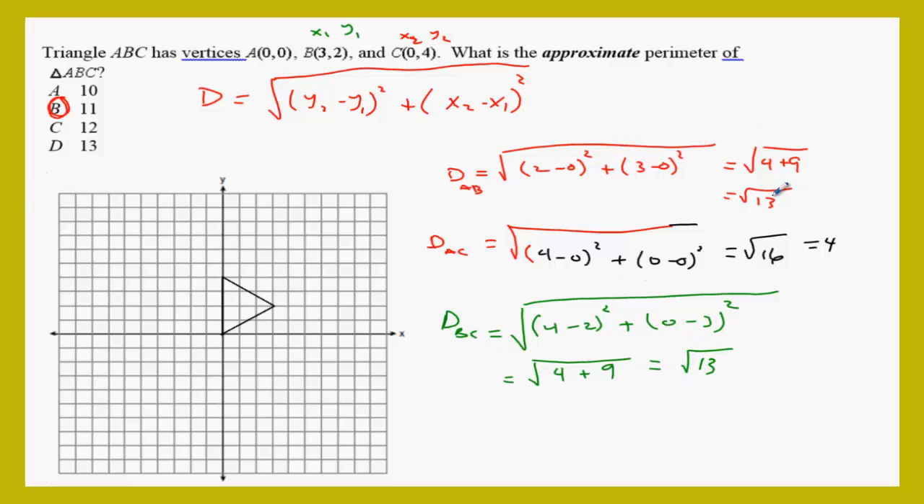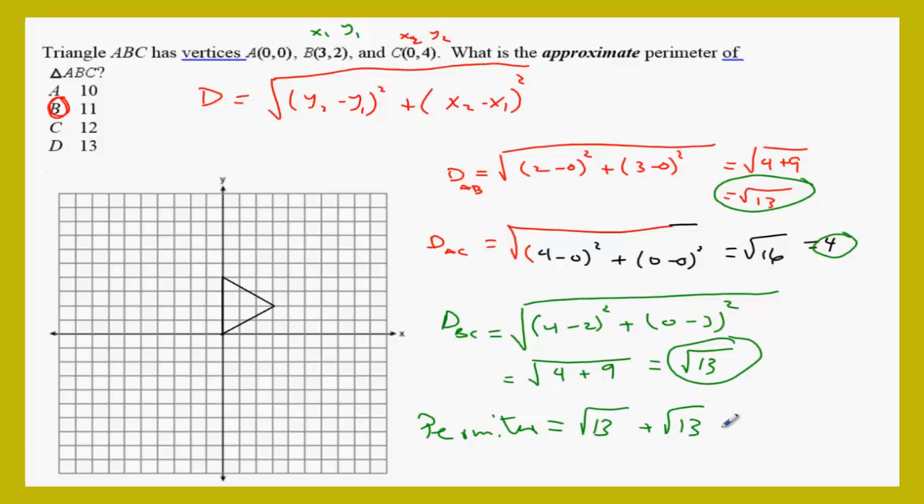Now for the perimeter, you add this one plus this one plus this one, which is the same thing as graphing it. So the perimeter equals the square root of 13 plus the square root of 13 plus 4, which is around 11, approximately 11. And that's it. Work well.